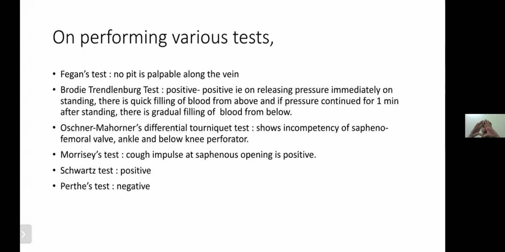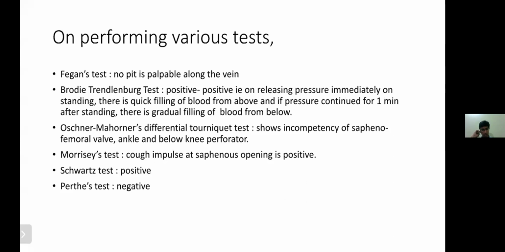These days it is not done at all. Never do the tourniquet test. Even if you do all the tests, do not do the tourniquet test, because a lot of pain occurs for a patient with varicose veins, and it is not good for the patient. The basic concept is to find which perforator is incompetent out of all these. Know the perforators. Why? Because in surgery you should know the location of the perforators.